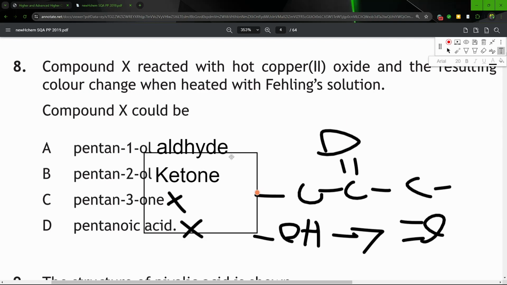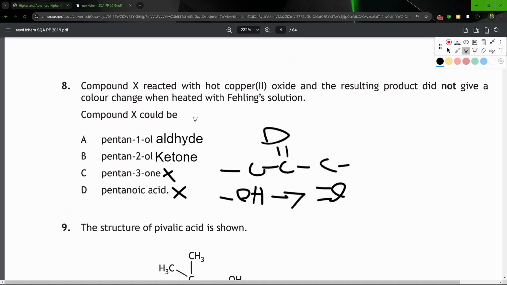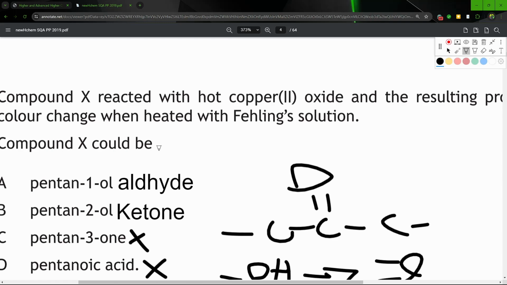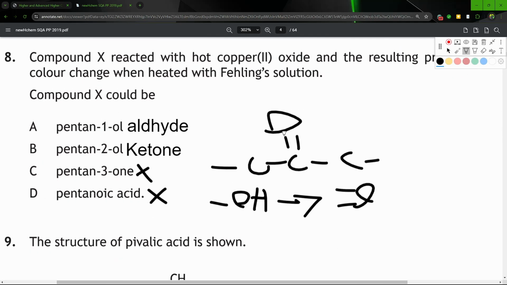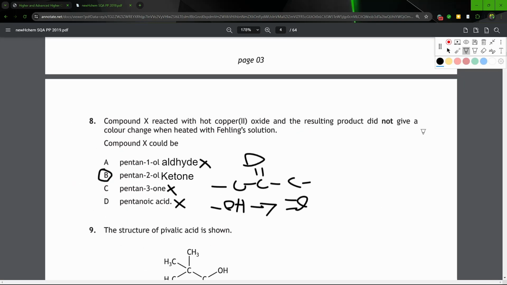So that means that we can't oxidize ketones any further, which is important because Fehling's solution would only give a color change if you could oxidize the product further. You can oxidize an aldehyde to a carboxylic acid, which means that it would give a color change for Fehling's solution. But a ketone you can't oxidize, which means it has to be B, because it did not give a color change for Fehling's solution.